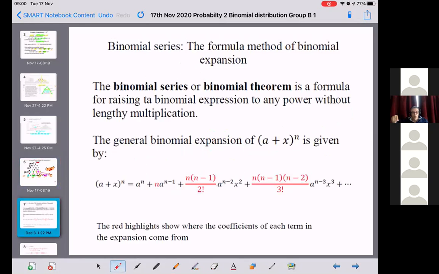Okay. So what we're going to have a look at now is a formula method of binomial expansion. So the binomial series or binomial theorem is a formula for raising a binomial expression to any power without lengthy multiplication. The general expansion for a plus x to the n is given by a to the n. So that's where we got our first term. That's always a to the power of whatever n is. Then that's n times a to the n minus 1 plus n brackets n minus 1 over 2.